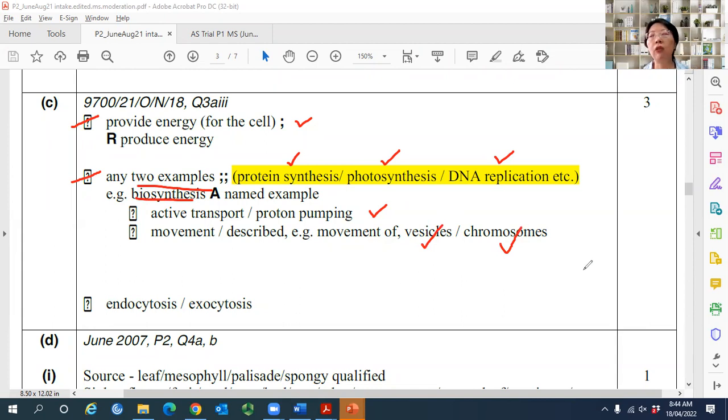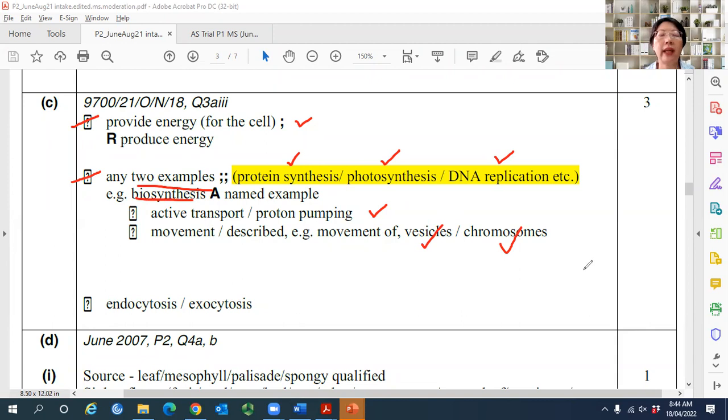So this is very detailed. Some students say mitosis. I cannot give mark for mitosis because you must tell me exactly which part of mitosis ATP is used, for example, movement of chromosome. To that specific process, then only I give mark.